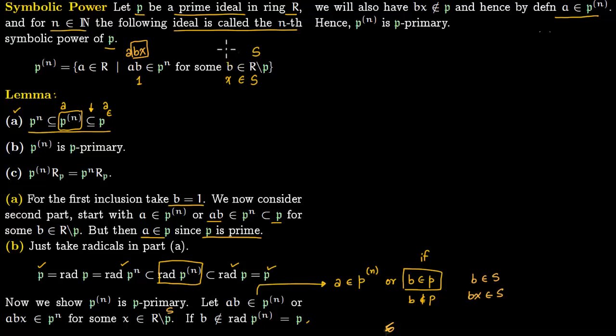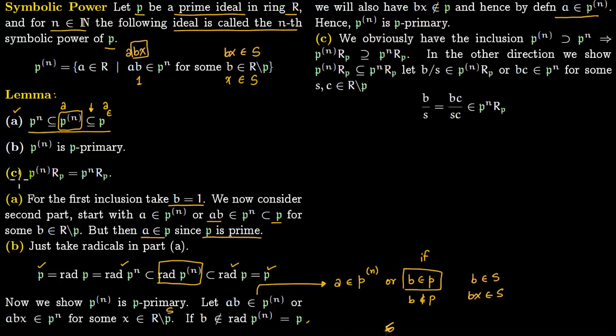This Bx lies within S. So our definition is such that ABx lies within P^n. So we start with A times B lies in P to the symbolic power of n. So this A therefore has to lie within P to the symbolic power of n. So we are just following the definition here. So this P^n consists of all A that, if you multiply by something which lies in this multiplicatively closed set S, which is the complement of the prime ideal, then these A's lie in P^n, and that's what we are following here. So therefore that's what we wanted to show, and therefore this P to the symbolic power of n is P primary.